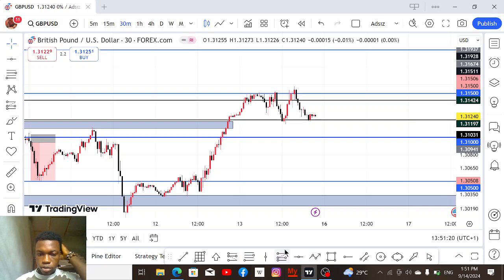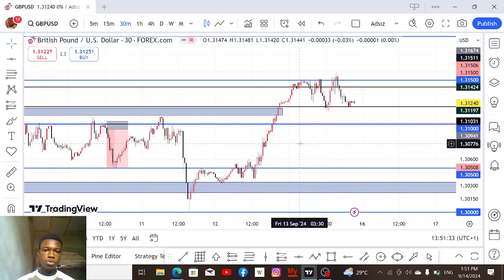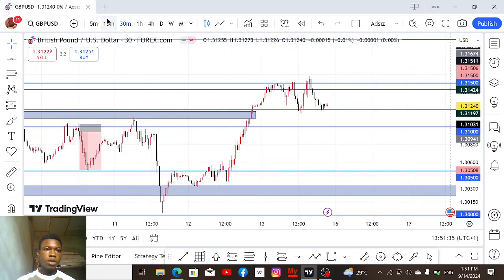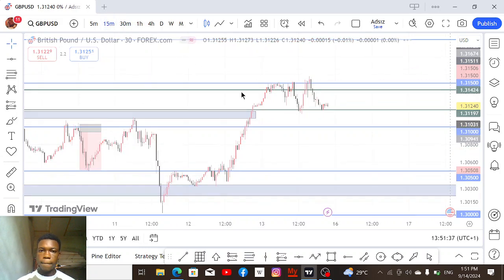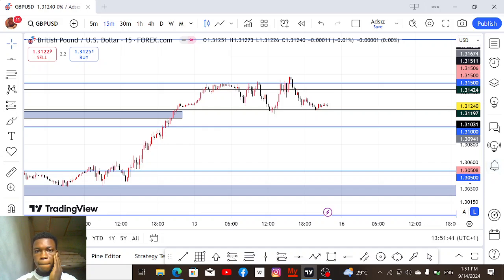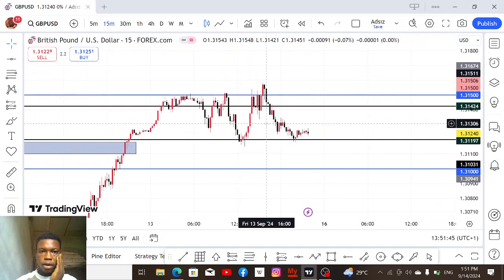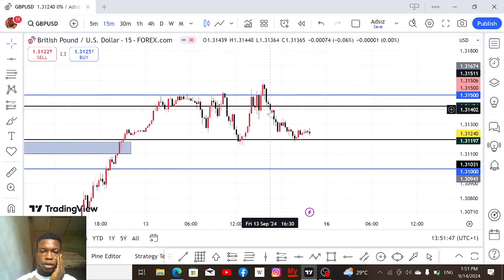So firstly, I want to look at this pair, GBP USD, and what we're going to do next week. This week I took some trades. Let's go to a 15 minute time frame. I didn't take much trade here. The trade I took was from here, and let's look at why I took this trade.